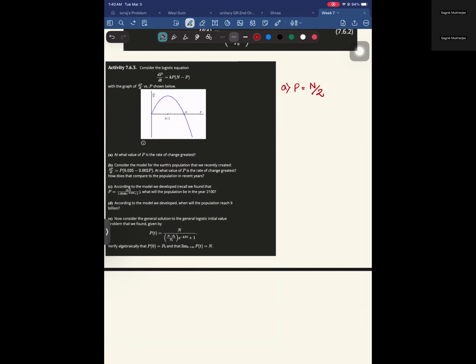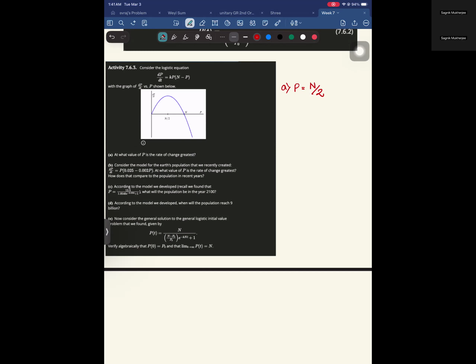So this is a moment of lesson for all of you. For differential equations such as this logistic equation, the rate of change, that is dp/dt, is highest when P is equal to n over 2. So when the population reaches half of n, dp/dt is at its highest changing rate.